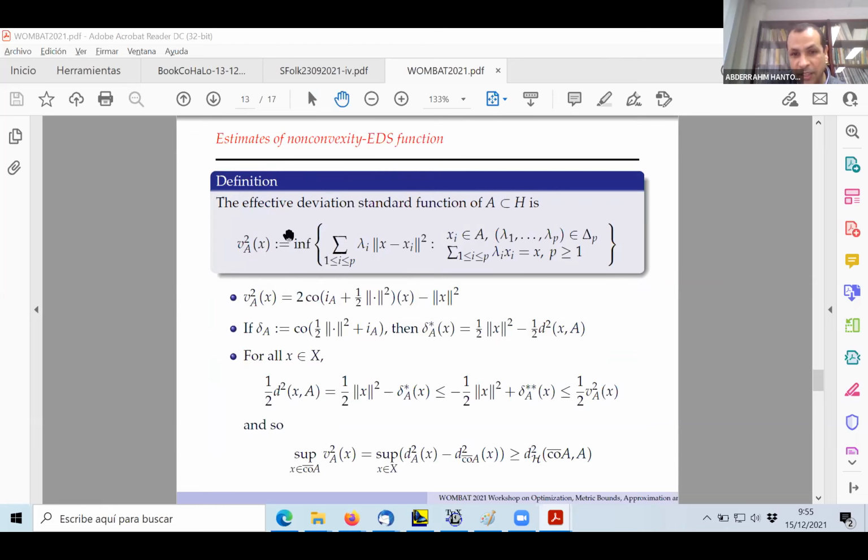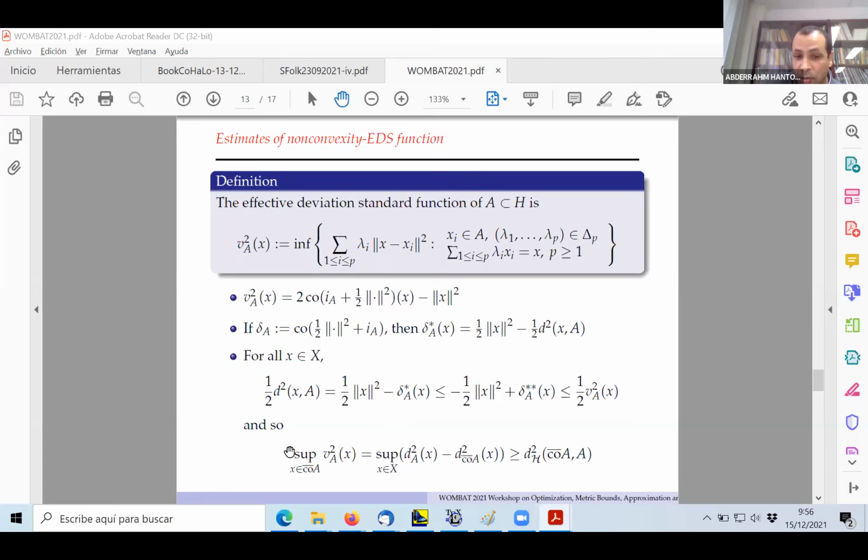It is complicated to write it this way, but just observe that if I consider this delta A to be the convex hull of this function, my deviation function is just this nice function. I can manage it, and I can even compare it with the Hausdorff distance. And actually, this is why this function is a measurement of the nonconvexity.